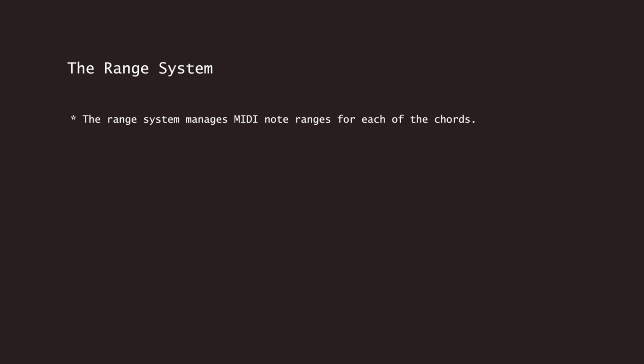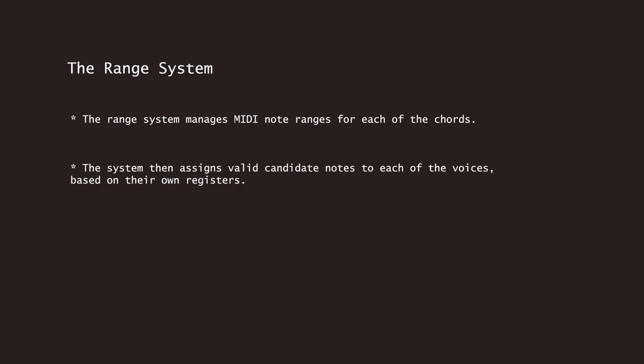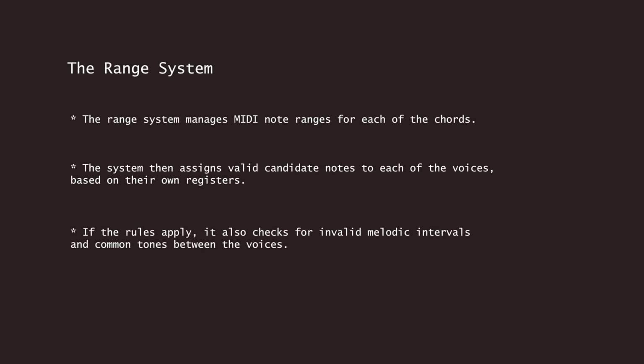This is achieved by gathering the data from a static library of MIDI note ranges. The system then assigns valid candidate notes to each of the voices based on their own registers. If the rules apply, the range system is also responsible for filtering out notes from each of the vocal ranges that violate valid melodic intervals or to enforce common tones being sustained. These two checks are done given a previous chord.